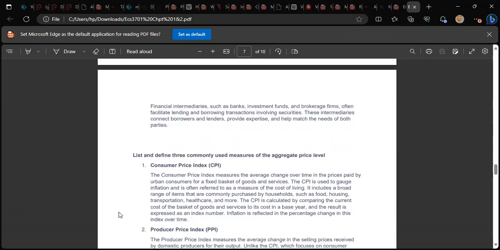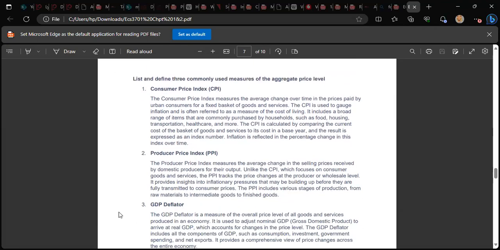And then list and define 3 commonly used measures of aggregate price levels. On the previous question, we were talking about price levels, right? So how do you measure price level? You want to measure inflation, that's basically what you're doing there. But the correct thing to say is you're measuring your price level because it could go up or it could go down. So you've got your CPI, Consumer Price Index.